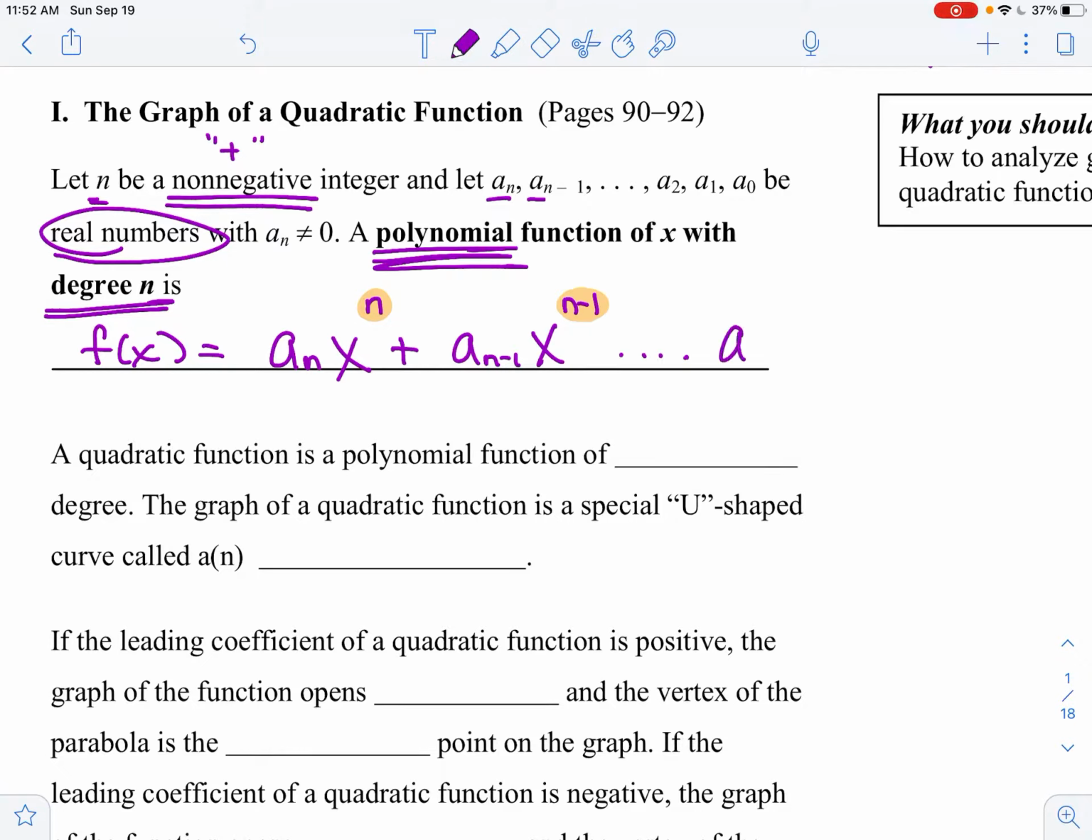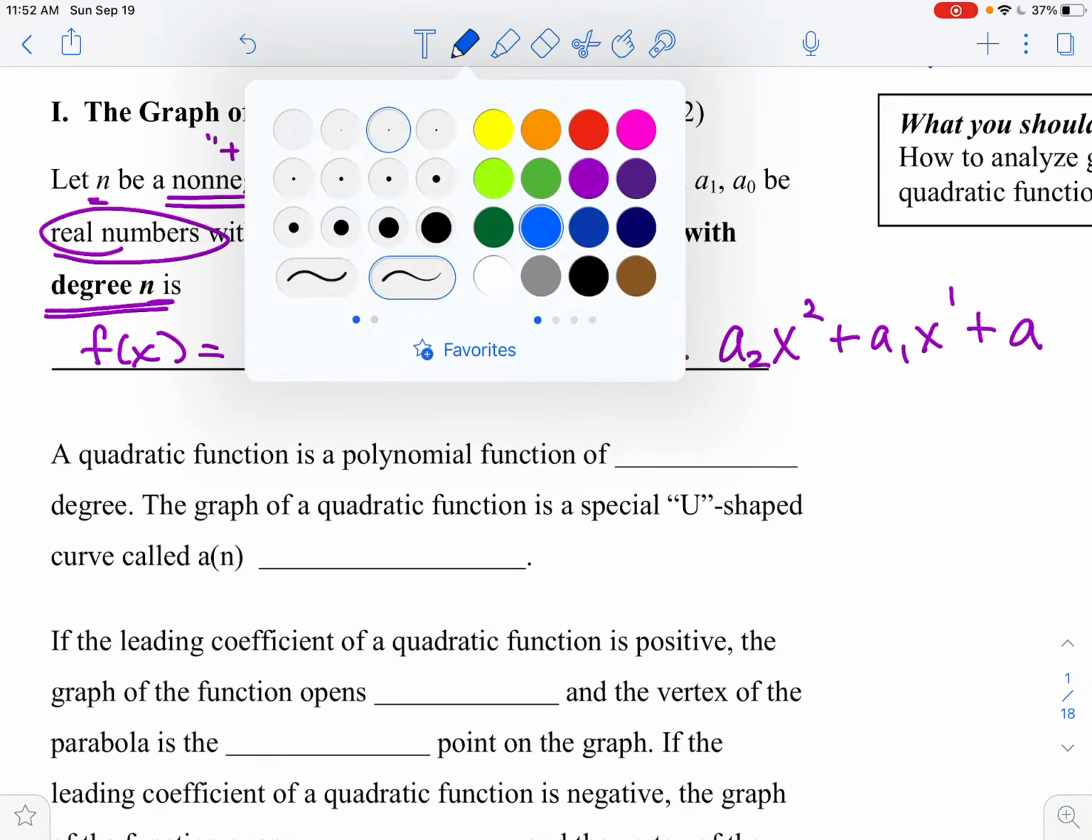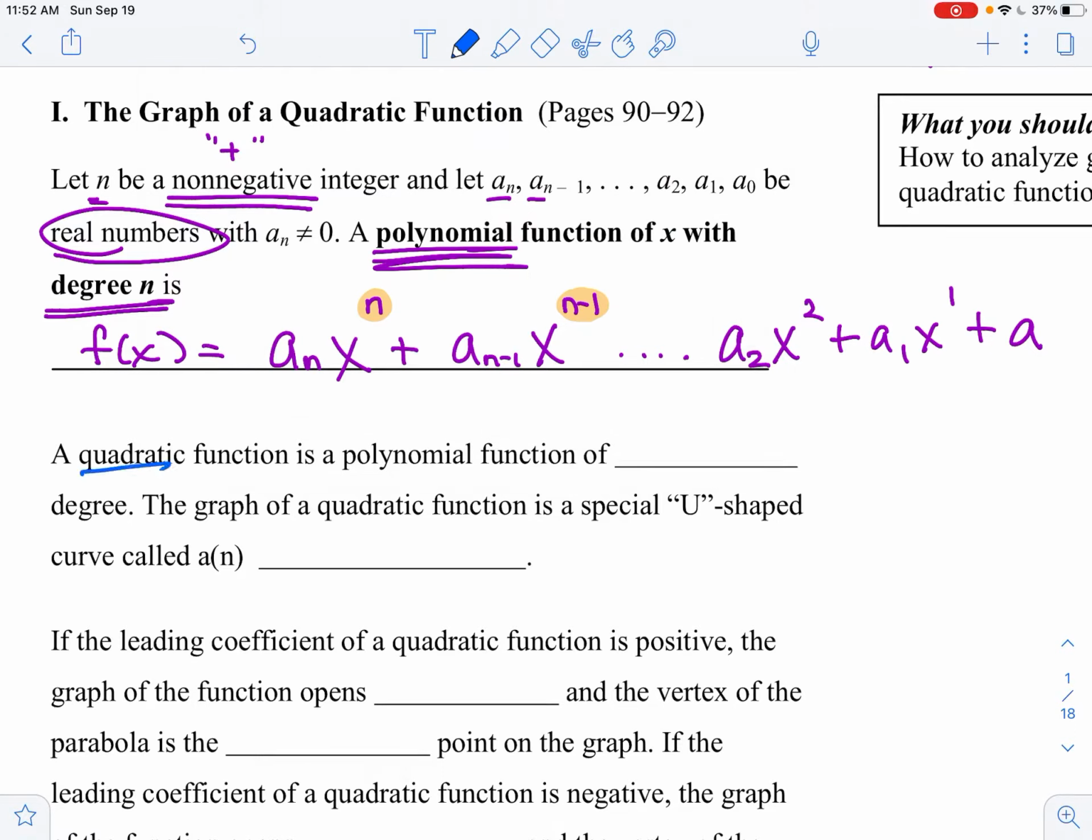And then we know we've got some coefficient on the quadratic term, we've got another coefficient on the linear term, and lastly, a coefficient on the degree of 0 term. We call that the constant term. So we know a quadratic function is the polynomial, remember, with a second degree, aka just the number 2, right? And the graph is the U-shaped curve called the parabola. Remember, it looks like this.